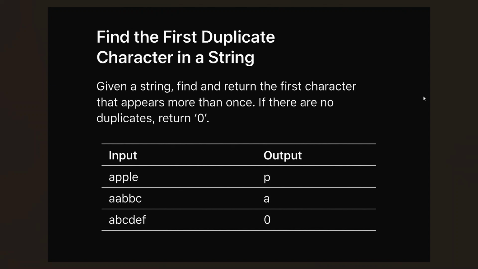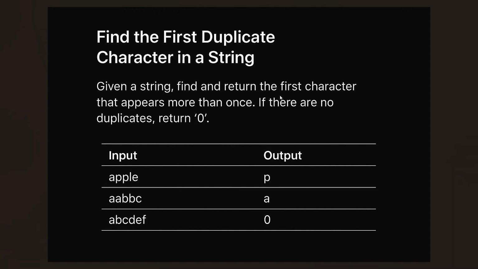So the first input is apple, and you can see P will be the first duplicate character. So the output should be P. And in the second input, there are two duplicate characters, A and B. So as per our question, we have to return the first duplicate character. Because of that, we have to return A. And in the third input, there are no duplicate characters. So in this case, we have to return 0.